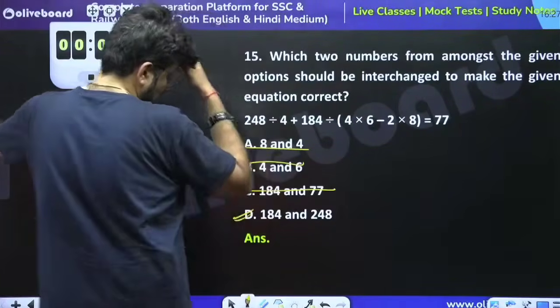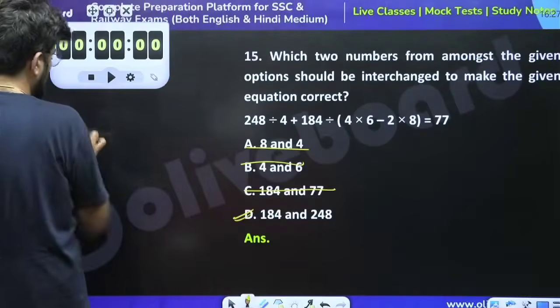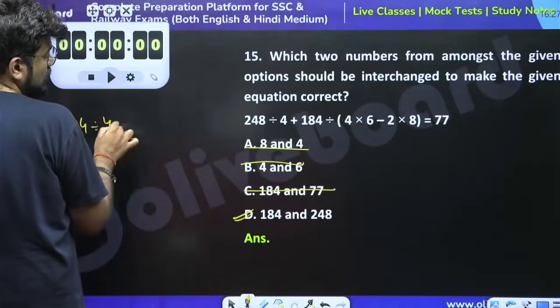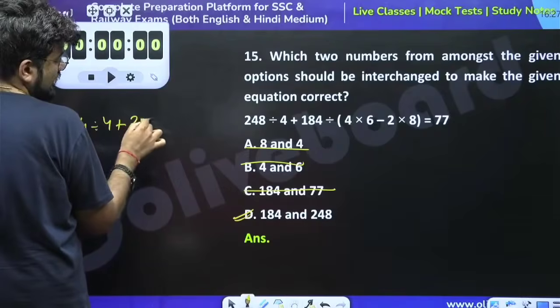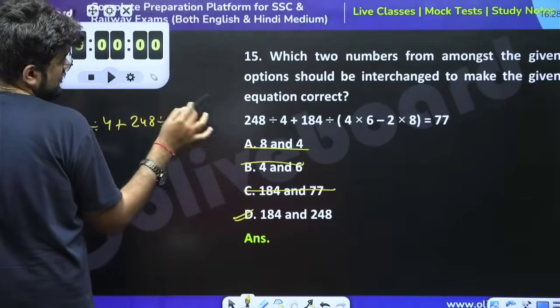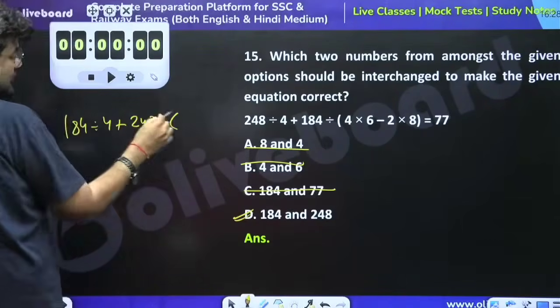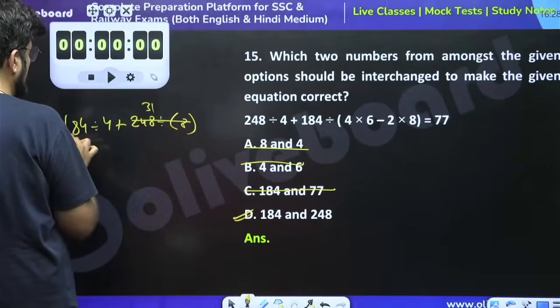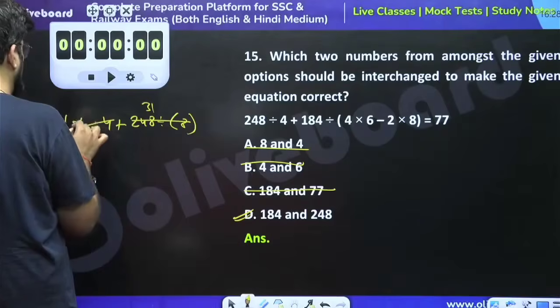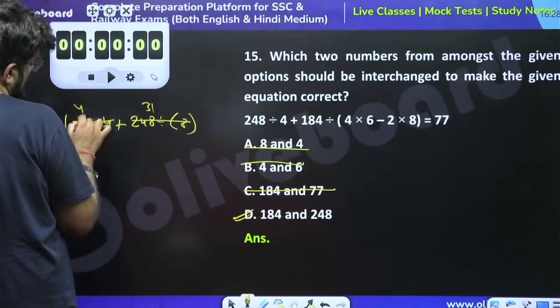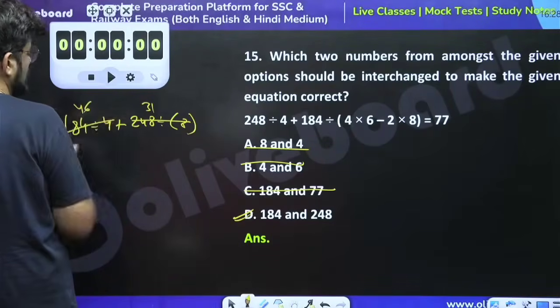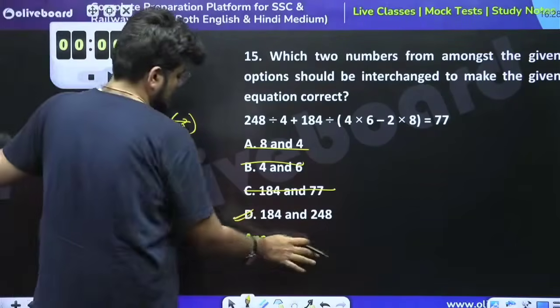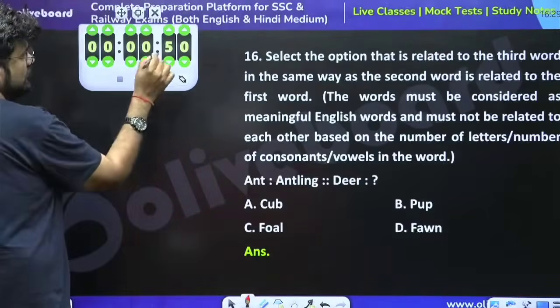Let's just check it also once. So we have 184 divided by 4 plus 248 divided by, this is 24 minus 16, so that is 8. 31, and this is 46, and we have 77. Option D is the right answer. Next.